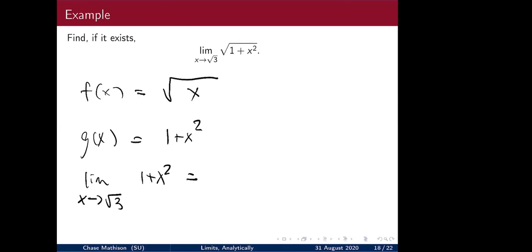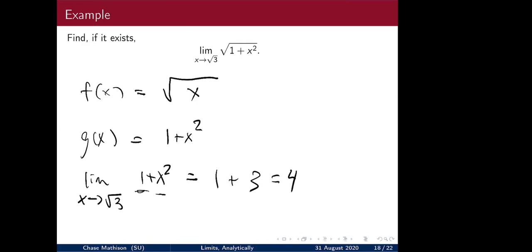What's the limit as x approaches the square root of 3 of just 1? 1, exactly. And then what's the limit as x approaches the square root of 3 of x squared? 3. Yeah, I take the square root and I square it. I'm just left with what's underneath. So I get 4.